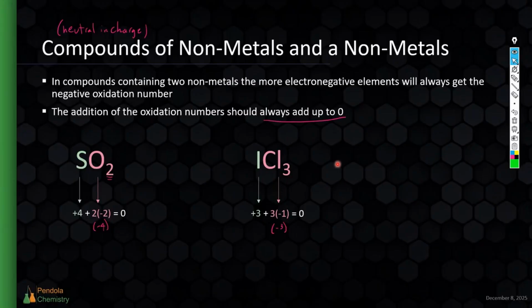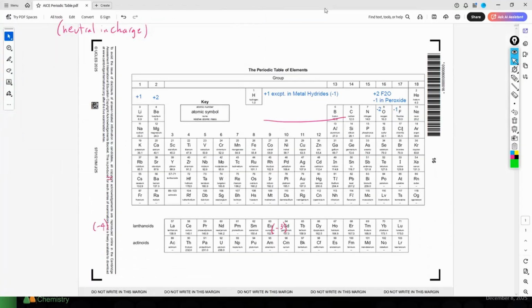Now let's look at one more interesting type of situation. If we have something like this, N2H4, where we have 2 of the nitrogens and 4 of the hydrogens, if we look at our rules, we actually have a rule for hydrogen, but not for nitrogen. If we look at our rules, hydrogen is always going to be +1 in oxidation number, except for when it's in a metal hydride, when the oxidation number will be -1. Again, a metal hydride just means a metal and hydrogen compound.